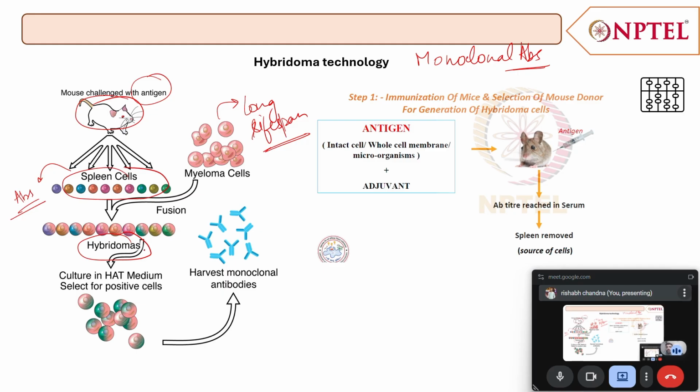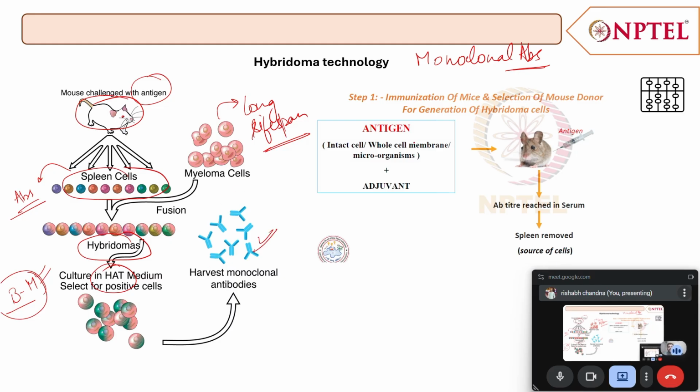These hybridomas will now be cultured in a medium that is called HAT medium. So we have hypoxanthine aminopterin thymidine media. So to select the positive cells, that means the fusion of B cells with the myeloma cells will be taken into account, and then we'll use them to harvest the monoclonal antibodies.